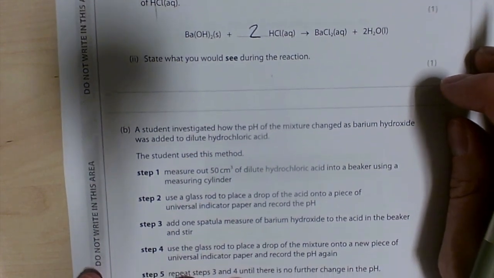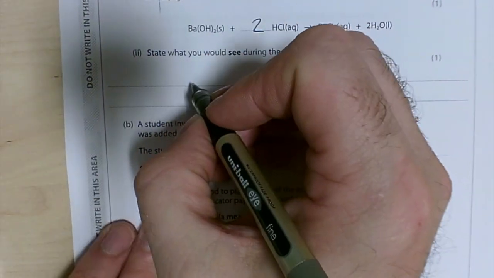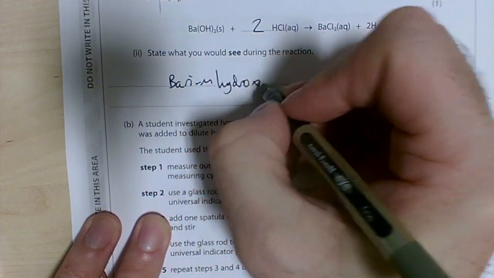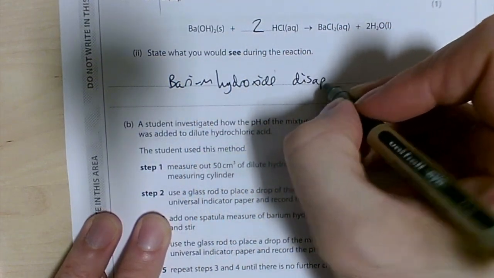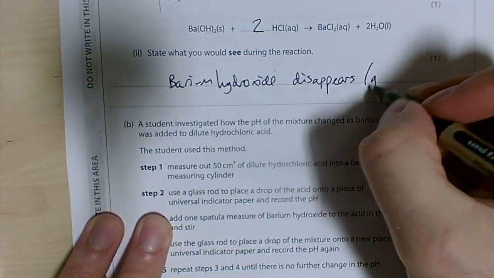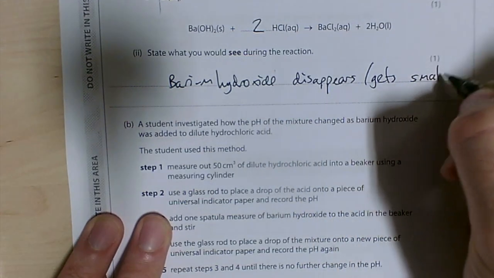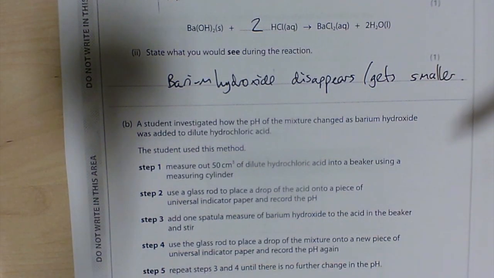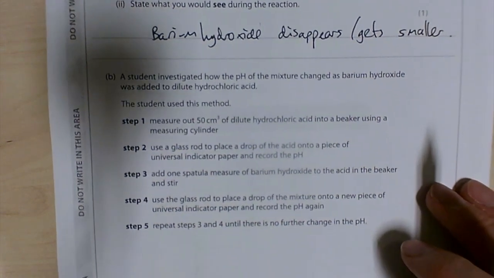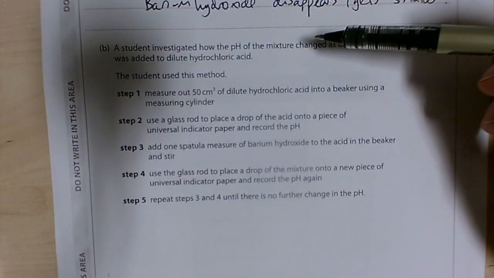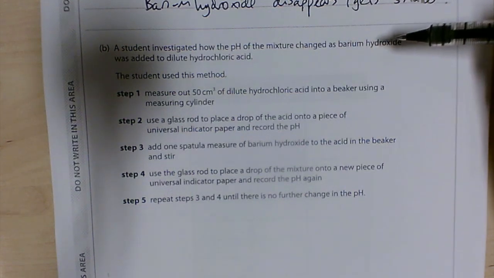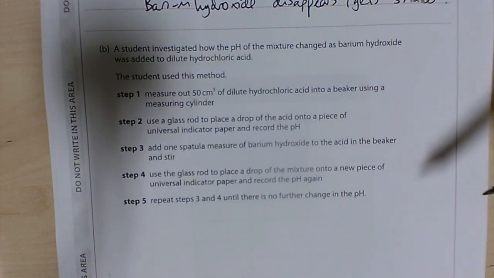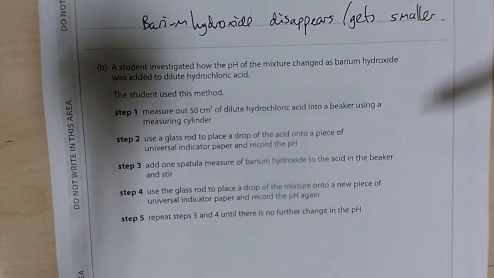And your mark is going to be nice and simple for saying that barium hydroxide disappears or gets smaller. So nice and easy there, or you could say the solid disappears or gets smaller. We've then got our method given to us for investigating how the barium hydroxide changes the pH of the hydrochloric acid as it's added. This is very similar to a core practical that we did.